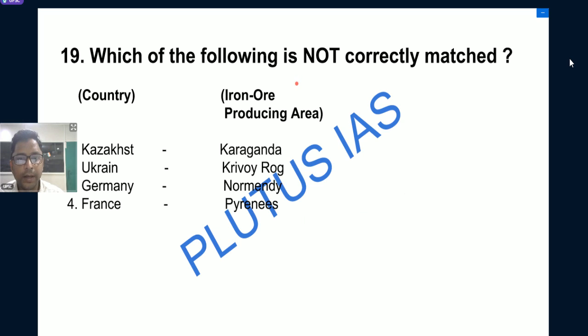Which of the following is not correctly matched? Okay, so Kazakhstan, this is correct. Karaganda in Kazakhstan is around 250 miles from the capital of Kazakhstan. It was previously known as Astana, and now it is known as Nur Sultan.